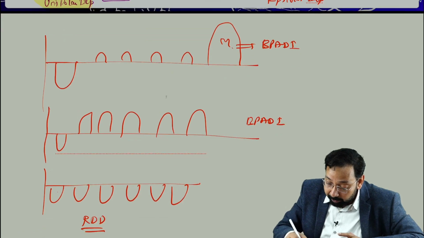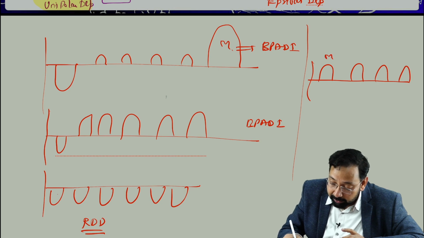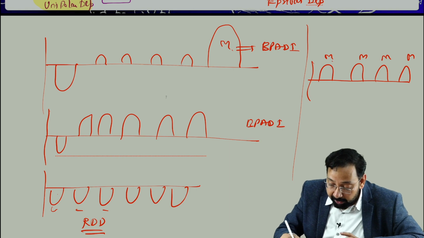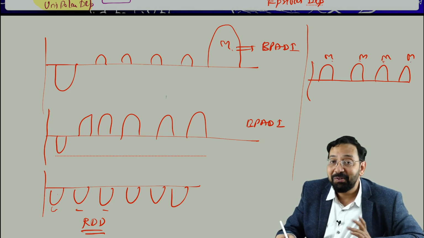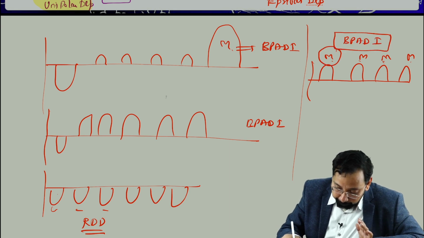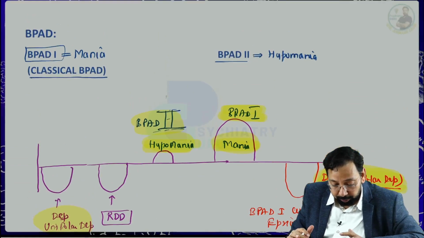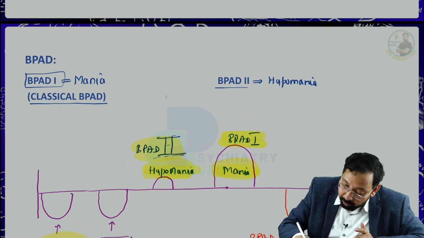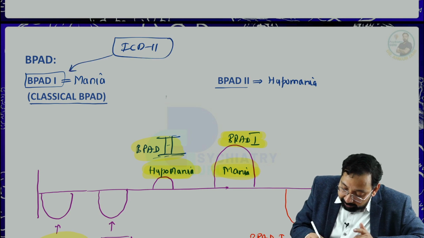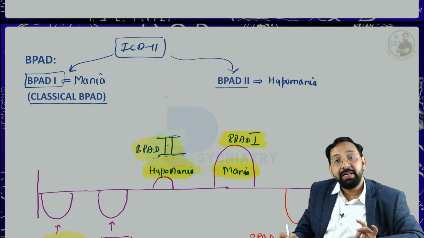In a patient, you find mania, mania, mania, mania, mania, mania, then depression, depression, depression, depression: recurrent depressive disorder. Mania, mania, mania, mania: recurrent manic disorder? No such terminology. I told you, if mania, BPAD1. So graph-based questions can be asked on BPAD1 or BPAD2. Why are they asking? Because ICD 11 classified BPAD into BPAD1 and BPAD2. This was not present in ICD 10.